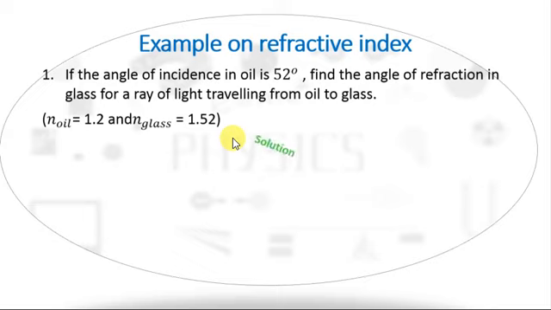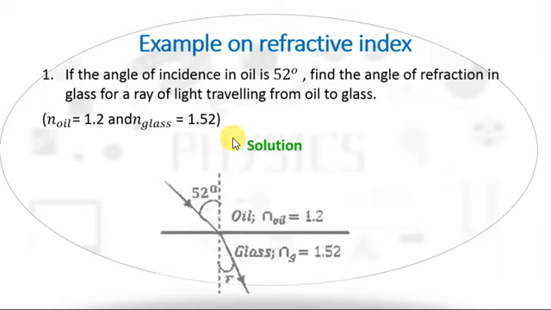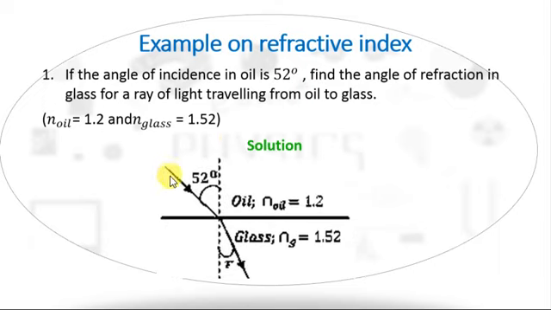So how can we do that? Using Snell's law. It is always important that we first illustrate. We illustrate it like this. We are saying a ray was incident on oil at 52. This is oil, and it then goes to glass at an angle R, which is the angle of refraction, which we don't know. But we know the refractive index of oil was given as 1.2 and that of glass was given as 1.52.